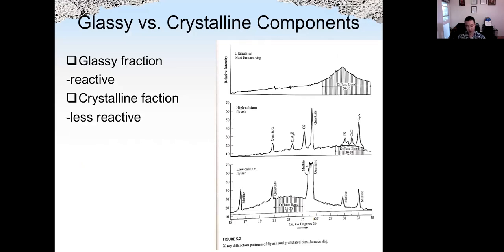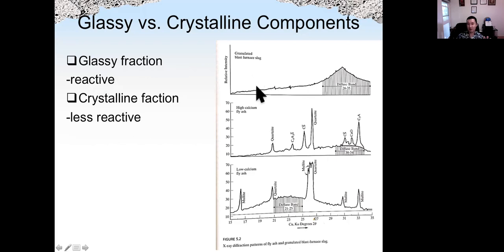Okay, so here shows the XRD, which is X-ray diffraction, of different types of materials. Here is the slag. Here is high calcium fly ash. From XRD, if we see a lot of sharp peaks, that means they have more crystalline fraction. More crystalline fraction means the material will be less reactive.